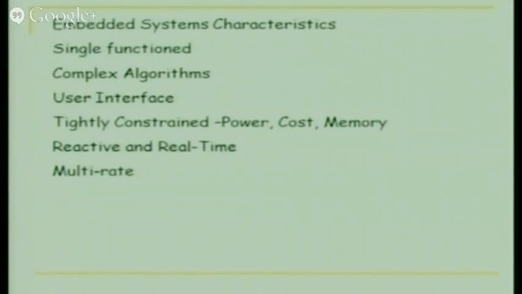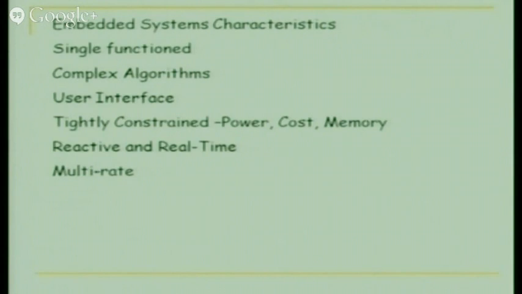Now let us see what the characteristics of the embedded system are. It is single function. Again, that is what the dedicated thing means. It has complex algorithms, but the user interface is tightly constrained, because whenever there are constraints, like we have power constraints, cost constraints, space constraints, memory constraints. When you talk about the embedded system, there are constraints like memory, cost, power, speed also. You cannot think of any high speed, and I'll show you in the slides.